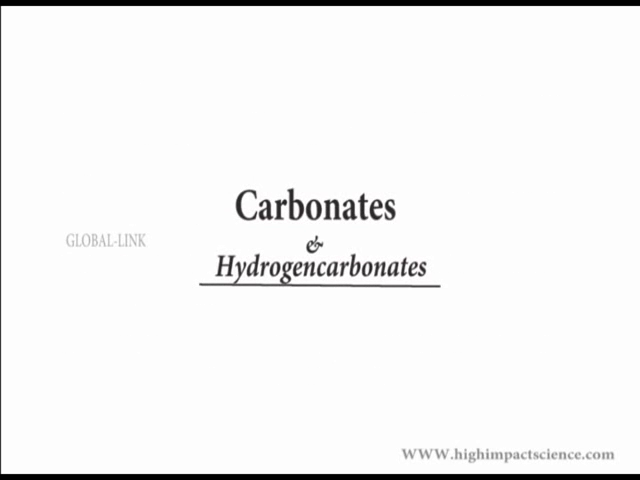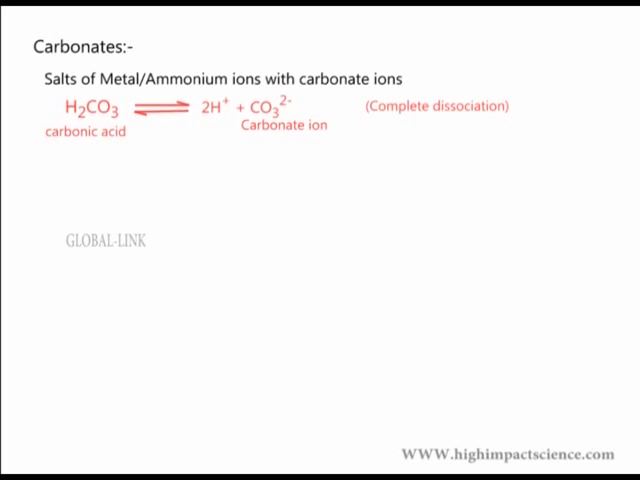Carbonates and hydrogen carbonates. Carbonates are salts of metal ions or ammonium ions with carbonate ions. The carbonate ions are indirectly obtained from carbonic acid, formed when carbon 4 oxide is dissolved in water. Carbonates occur naturally in rocks as limestone, malachite, and dolomite.